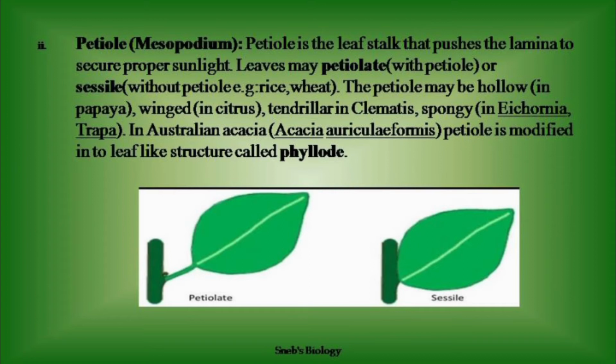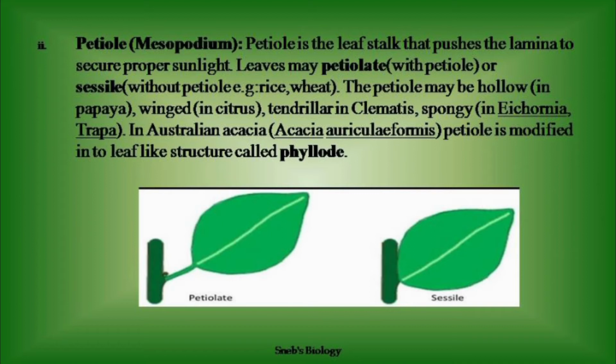The petiole is the stalk of the leaf. Leaves may be with petiole or without petiole. Leaves with a petiole are known as petiolate, and leaves without a petiole are called sessile. In this case we also find some variations or modifications in the petiole.